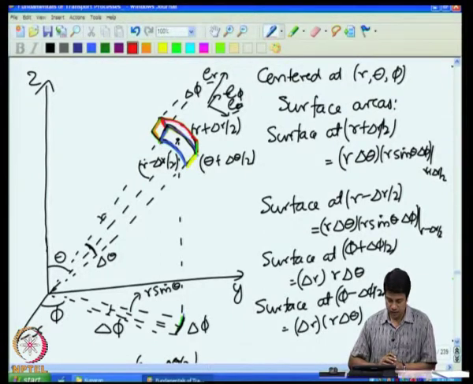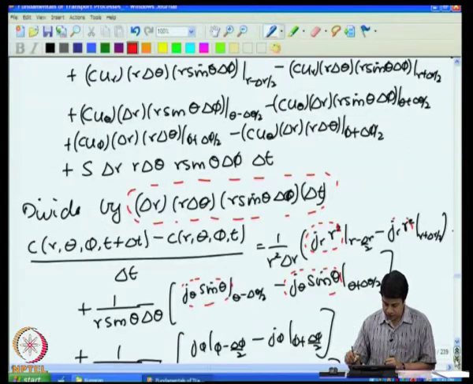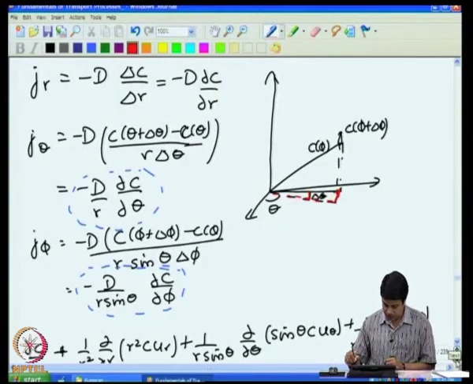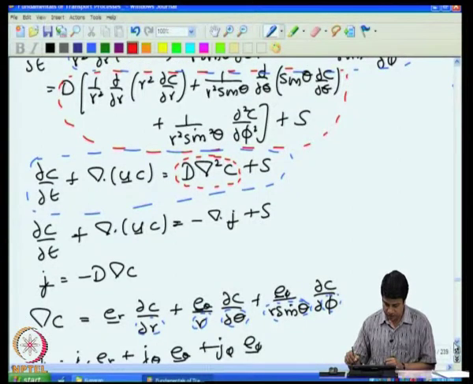constant phi, where r is the distance from the origin, theta is the azimuthal angle, the angle made by the radius vector with the z axis, and phi is the meridional angle, the angle along the xy plane from the x axis of the projection of this radius vector onto the xy plane. And there, by doing the shell balances, we had got a different form for the divergence and the Laplacian operators.